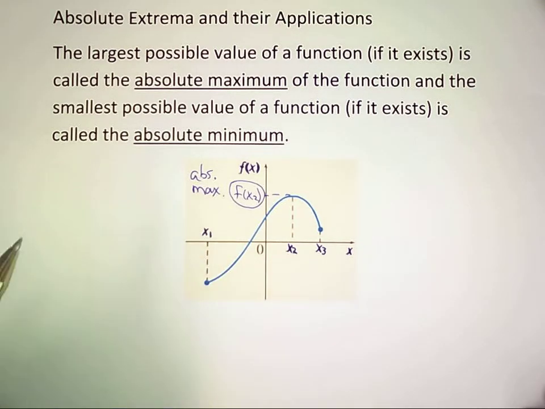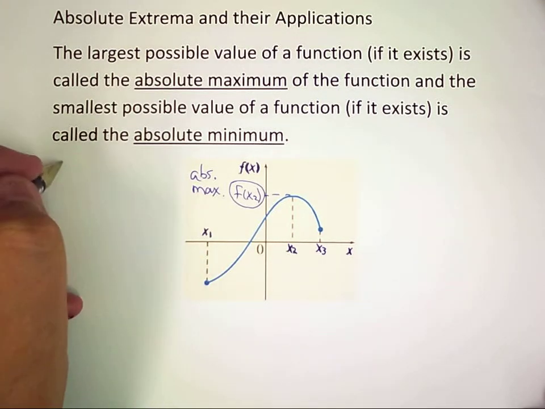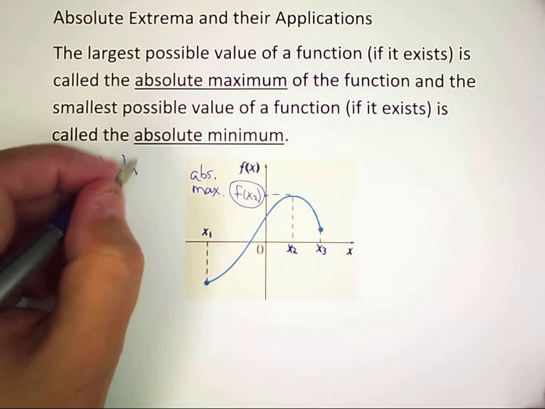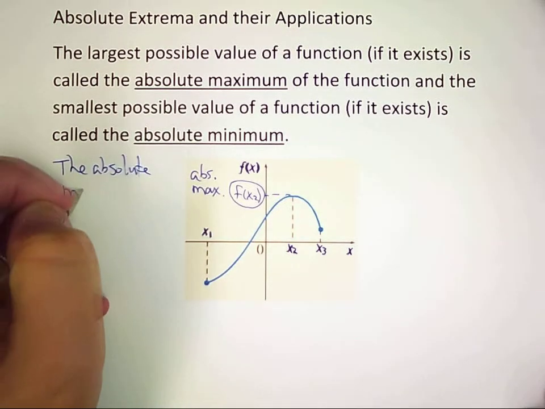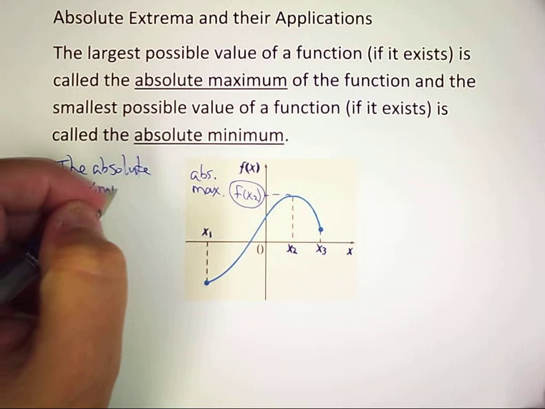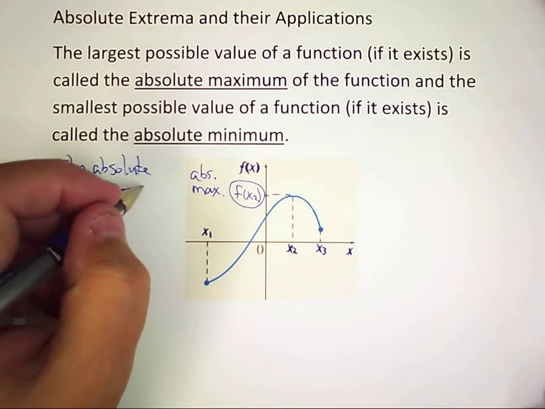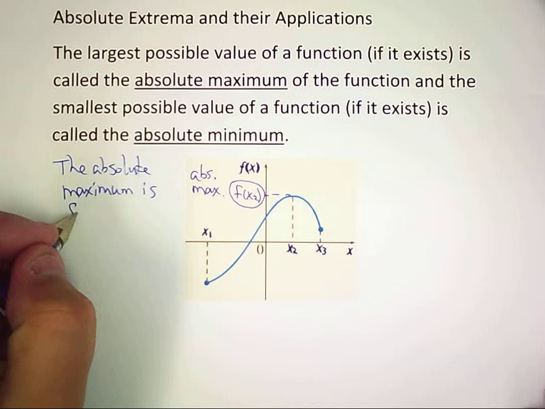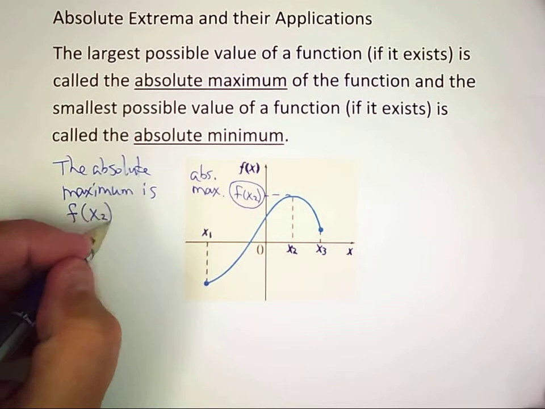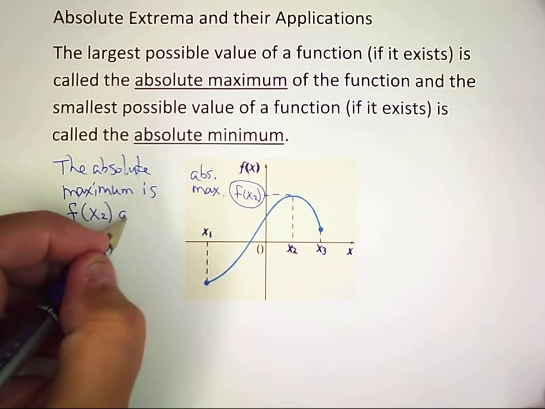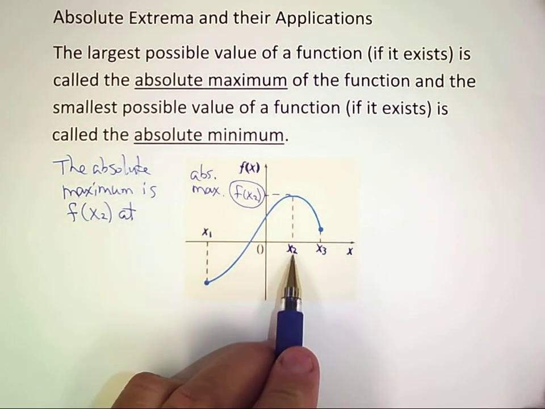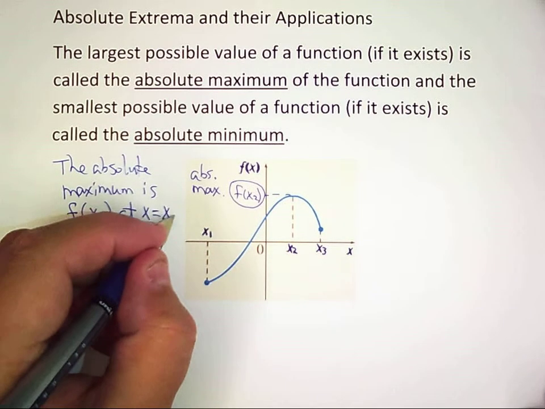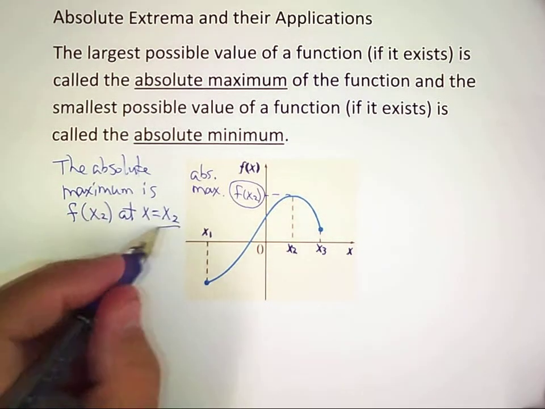In fact, you could say the absolute maximum is whatever f of x sub 2 is. We'll just call it f of x sub 2 in general. But it occurs at the corresponding x value. So it occurs at x equal whatever x sub 2 is.